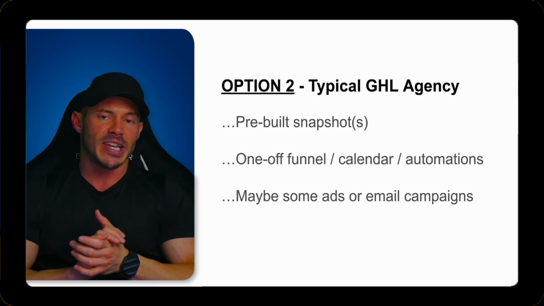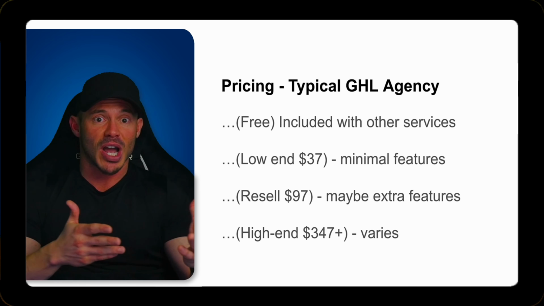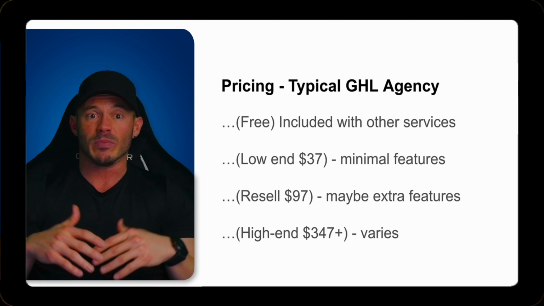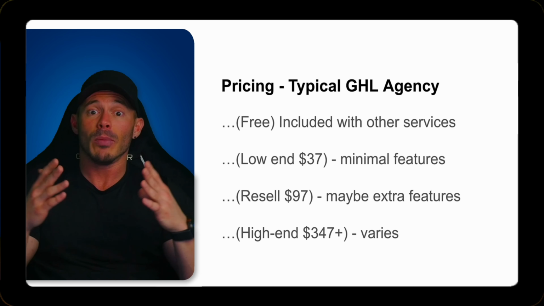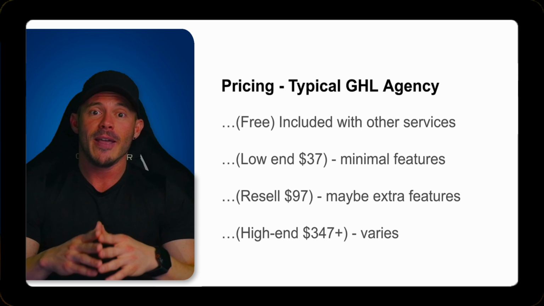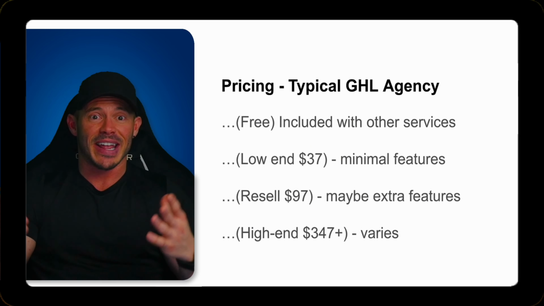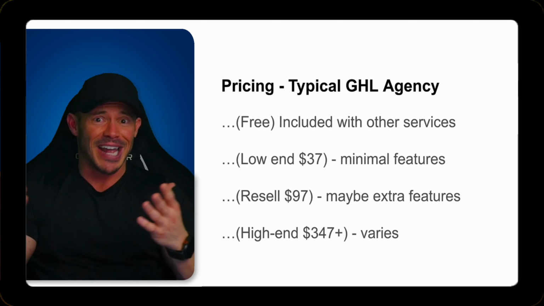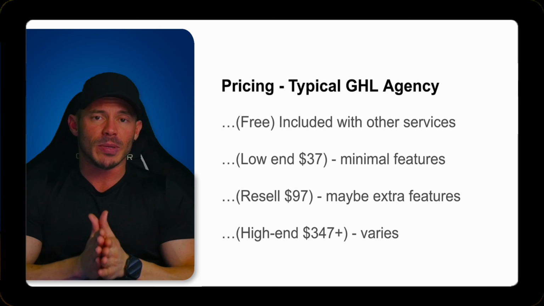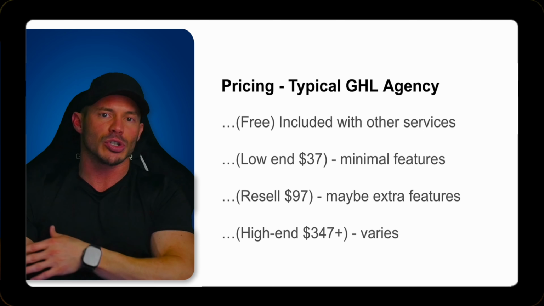One of those things in particular happens to be pricing. With some, you'll see they include snapshots included with maybe other free services. Some have low-end snapshots for maybe $37. Some just resell accounts for about the $97 a month mark with a couple extras versus maybe just going to GHL directly. And then I've seen some agencies that have super high-end packages at $347 and up, sometimes even $1,000 or higher. It all depends on what their area of expertise is, who they're serving, and how they're servicing them.